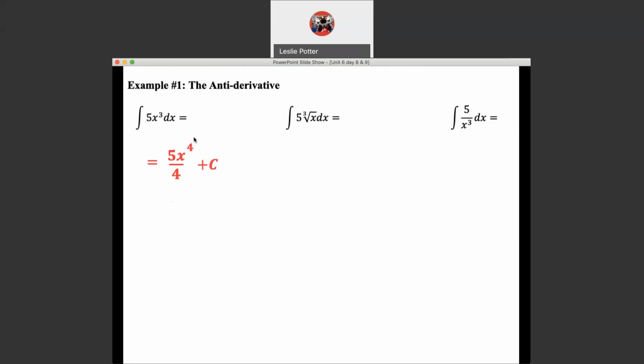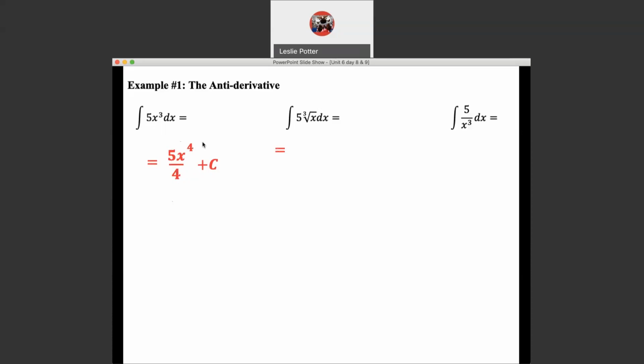When you differentiate this, if we just do a quick check, we bring down the power of 4 and multiply it to make a 20. 20 divided by 4 is 5. And then reduce this x cubed. So we end up getting back that integrand when we check our work by differentiation.